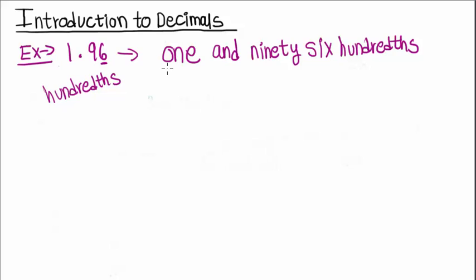So let's go over it one more time. We have the integer number 1, which is right over here. Then we use the word and to symbolize the decimal point over here. And then we figure out the number of numbers after the decimal point. In this case, we have two numbers, the 9 and the 6, after the decimal point. So we know that the most we will use is the hundredths. And then lastly, we figure out how many hundredths we have. In this case, we have 96 hundredths. So 1.96 is appropriately read as 1 and 96 hundredths.